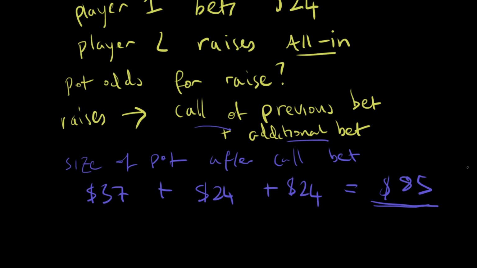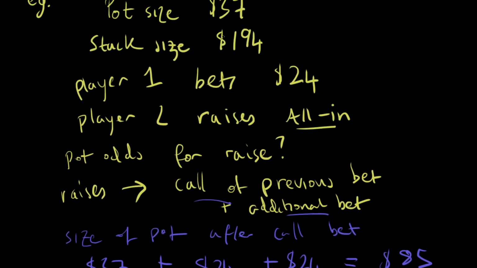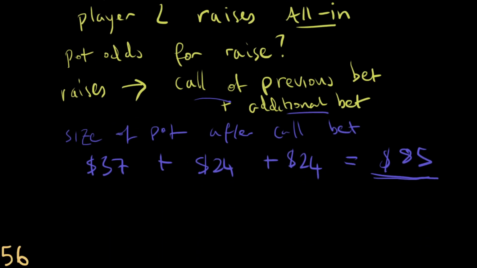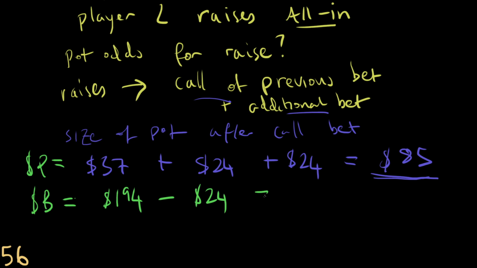Now we need to figure out how big that raise size actually is. Their stack size is 194, but they've already put in $24 in the call of player 1's bet. So the raise size is simply 194 minus the 24, which is the stack size minus that first bet. And this is equal to $170.